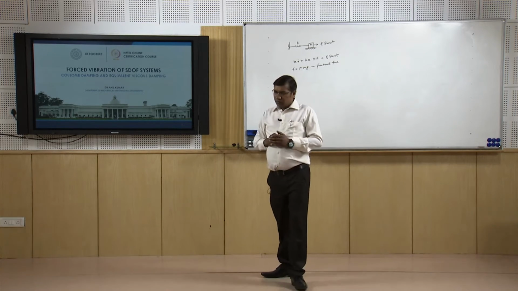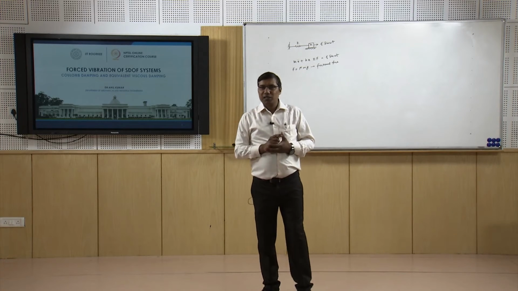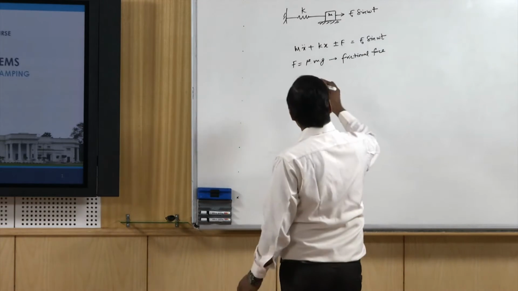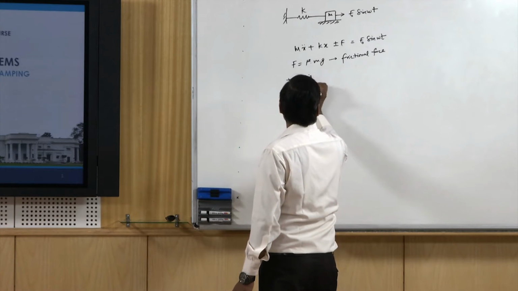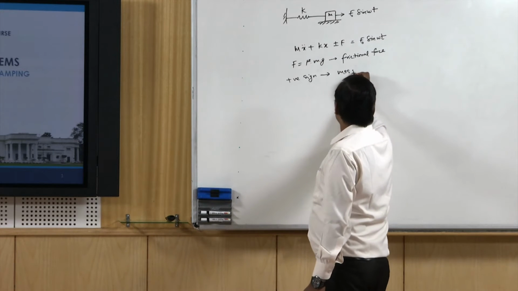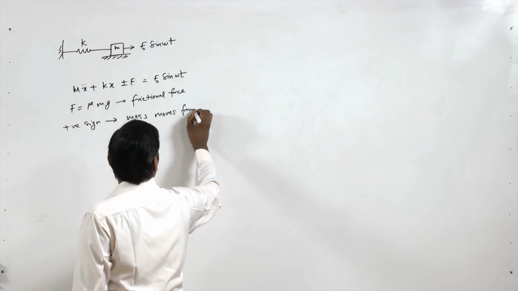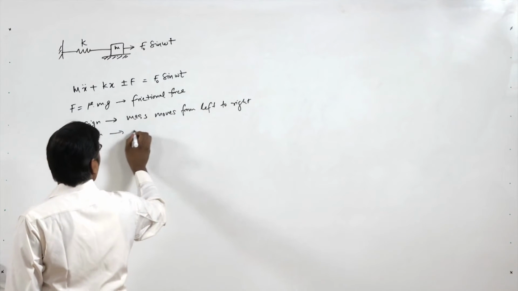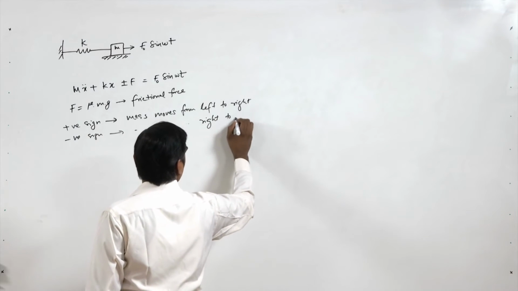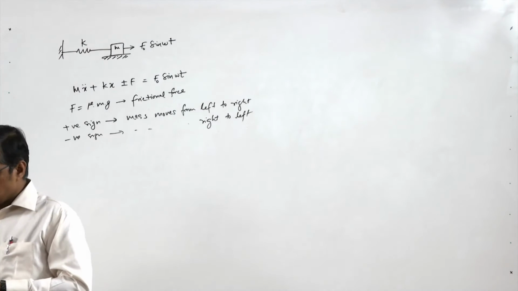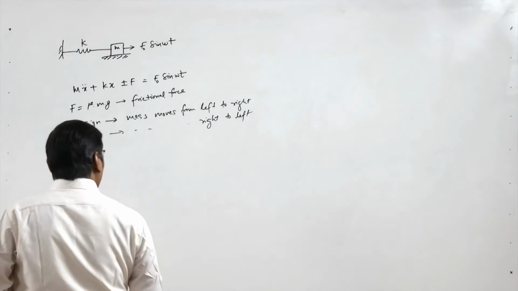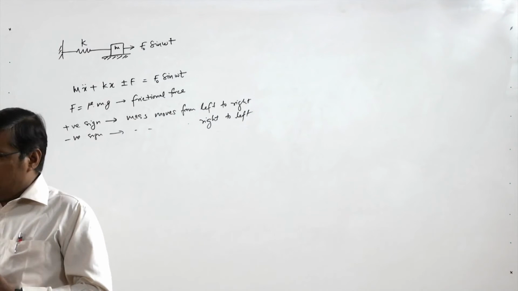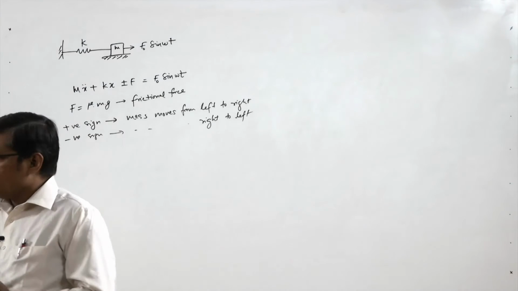There is a plus minus sign because the friction force depends on the direction of the relative velocity. The positive sign is taken when the mass moves from left to right, and we take the negative sign when the mass moves from right to left. Now we want to solve this system, and as I said, we will use the equivalent viscous damping concept.